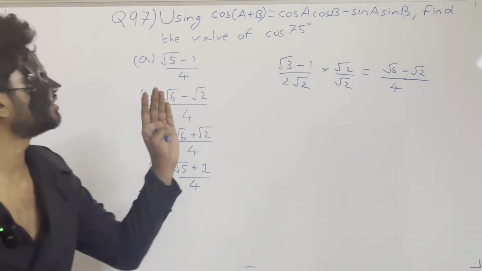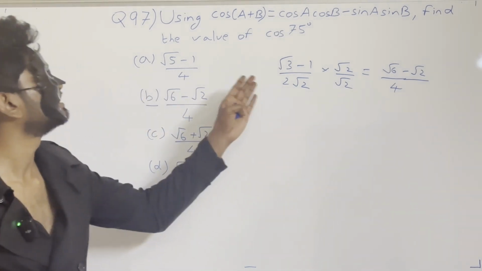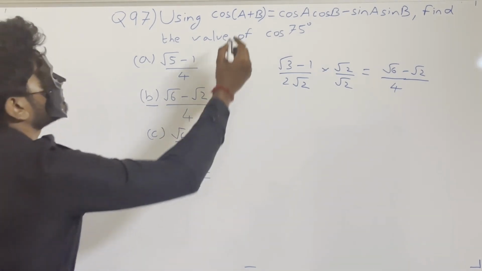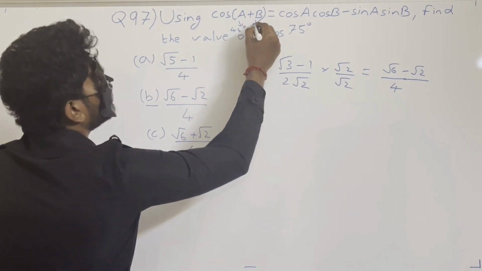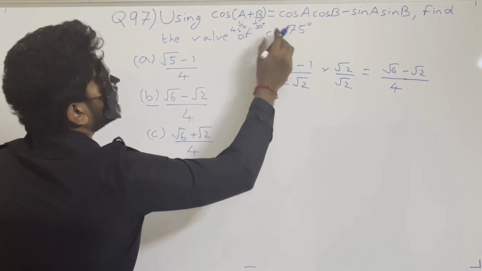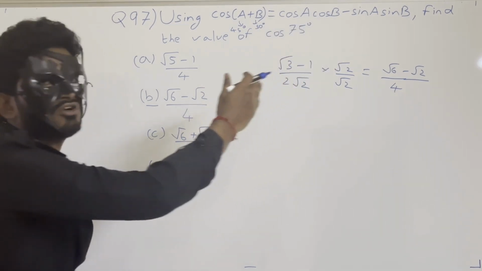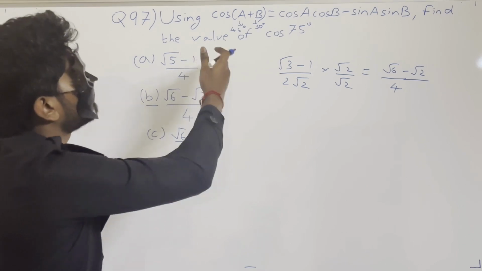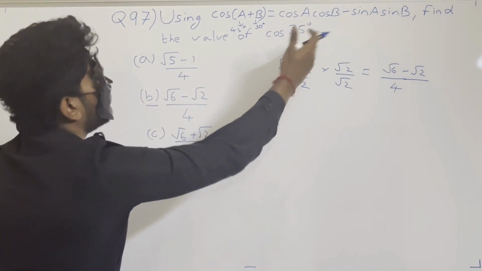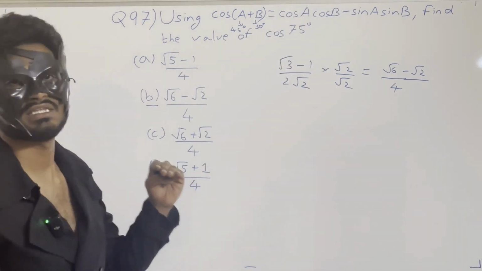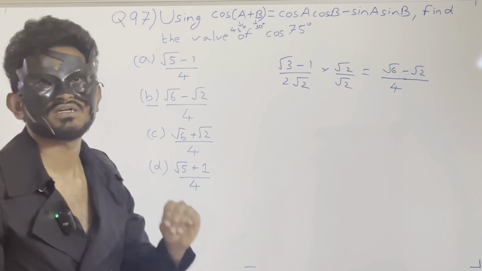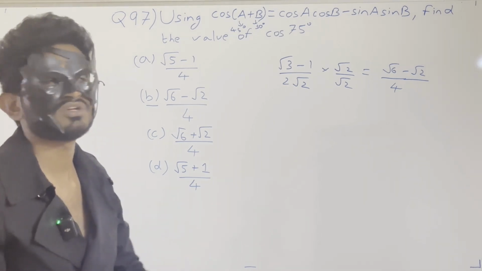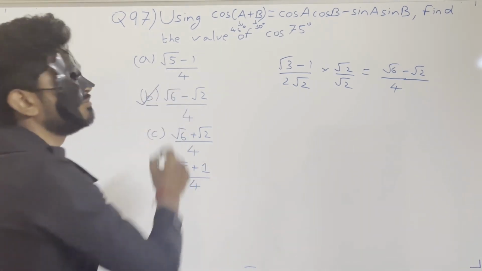Suppose you don't remember this value, then what you can do is substitute. In place of A you can substitute 45 degrees, in place of B you can substitute 30 degrees and find this value, because you know the value of cos 45, cos 30, sin 45, sin 30. You can use this formula and find the value, but that will be a lengthy process. So instead of that, if you directly remember formulas, you will be saving a lot of time in your exam. So option B is right.